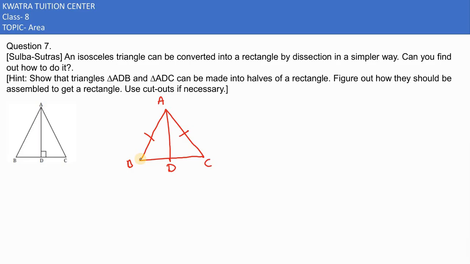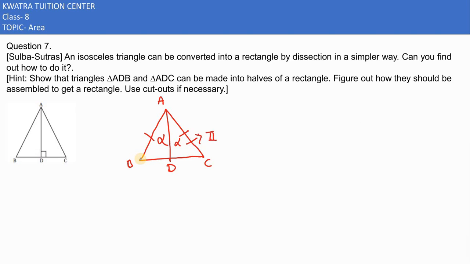Okay, because the triangle is symmetrical, it means we now have two right-angle triangles formed, this one and this one. So here what I would do is I would take the right piece and rotate it here. I would try to bring it near B. Okay, this one. The second piece I would be cutting off.